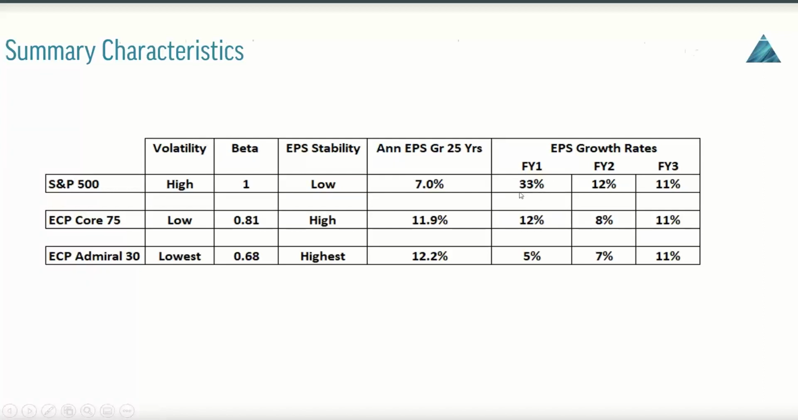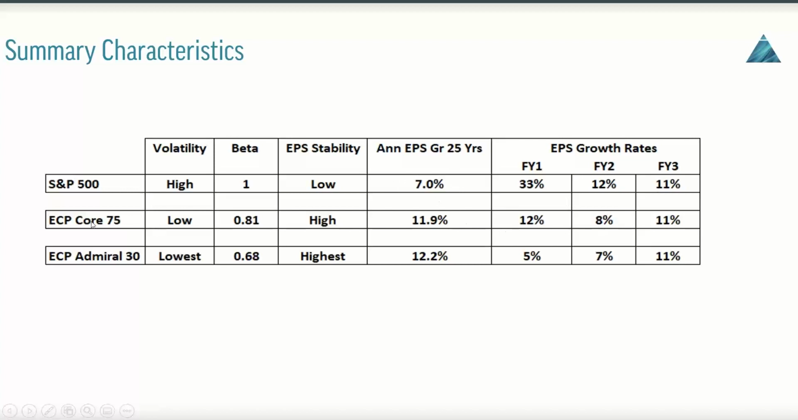So we've got an FY1 growth trajectory of 33%, tapering down to 12% in FY2, tapering down to 11% in FY3, and ultimately we will normalize out closer to that 7% 25-year growth rate, right, over time. We'll go through another cycle at some point. The growth will collapse, and then this will all normalize out to roughly 7%.